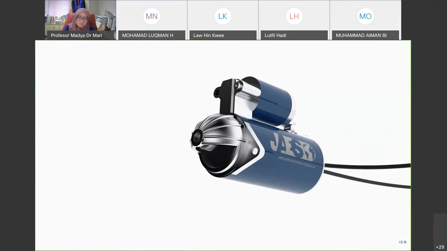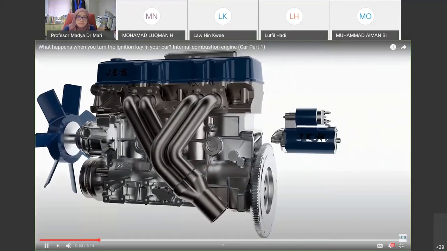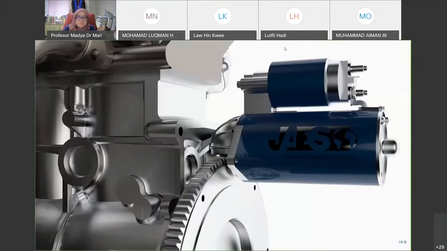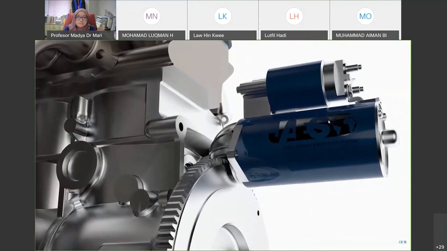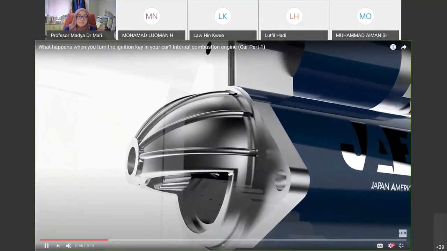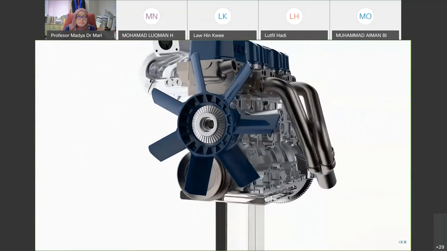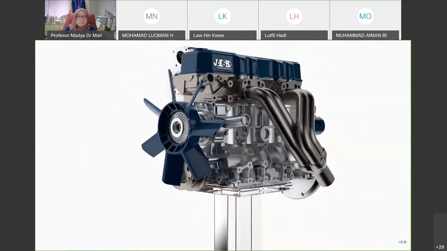The starter motor essentially transforms the electrical energy into mechanical energy. The starter motor is coupled to the flywheel, which in turn transmits the motion to the crankshaft. Now, the combustion cycle takes place inside the engine cylinders. So, the starter motor is disconnected. Now, let's see what happens inside the engine, taking the example of a common four-stroke engine.